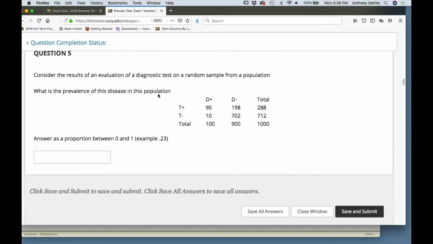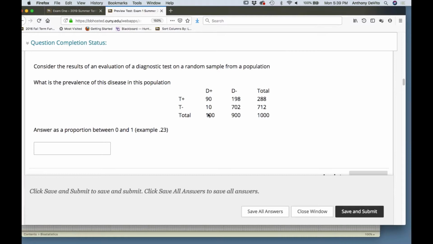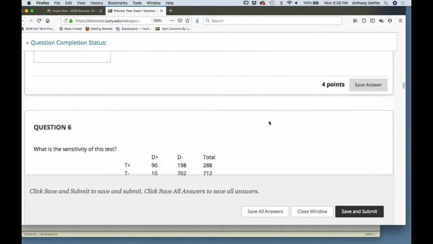What's the prevalence of disease in this population? Well, we have 1,000 people. We have 100 people out of those 1,000 that actually have the disease. The sum of those who tested positive and tested negative who had the disease, in other words, the true positives and the false negatives. 10 would be false negatives, they tested negative, but they do have the disease. So 100 people in this population have the disease, and there's 1,000 people in the sample. So the prevalence here would be 10%.